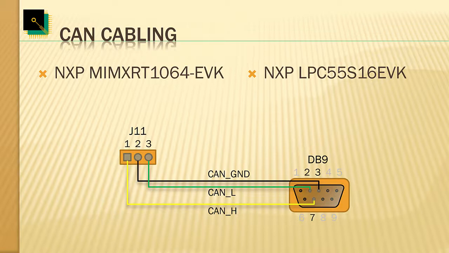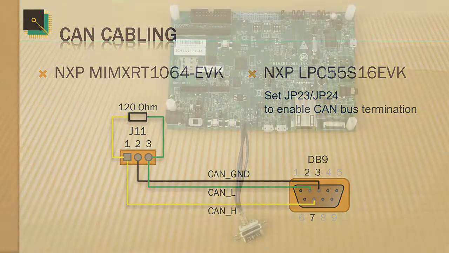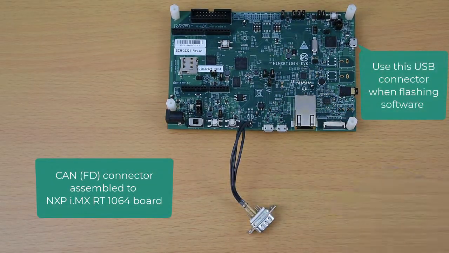In regards to termination, CAN always needs termination resistors at both ends of the network. On the LPC55 board, the termination is part of the board layout, and you just have to make sure it's enabled by setting jumpers 23 and 24. On the other board, we do not have termination integrated, so you need a termination resistor of about 120 ohms crossing between 1 and 3, so the CAN low and the CAN high. This is the i.MX board with the CAN connector installed.